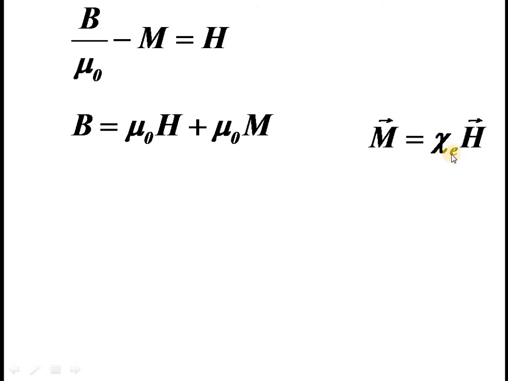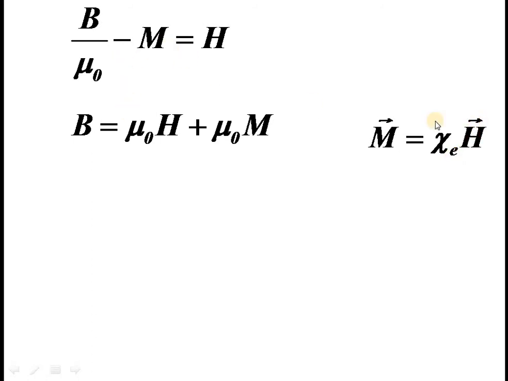Chi small m, magnetic, because this kind of a thing will come even in electrostatics, where it is chi E, that is electric susceptibility. Here it is chi M, which was wrongly shown as chi E. You put it as chi M.